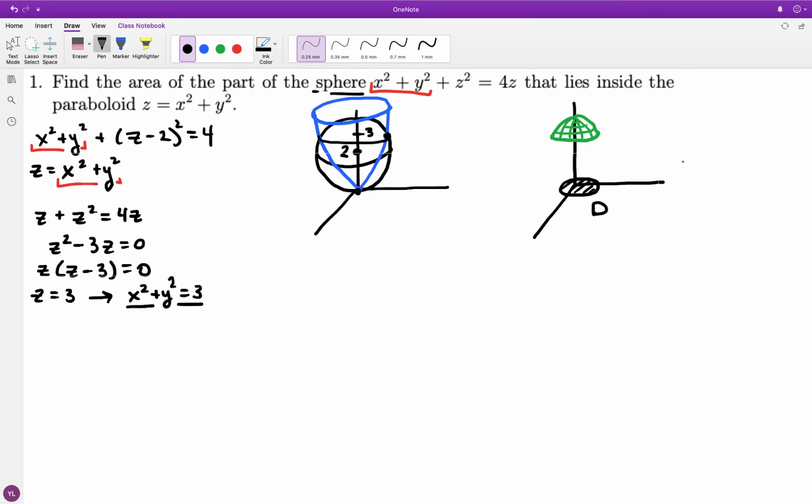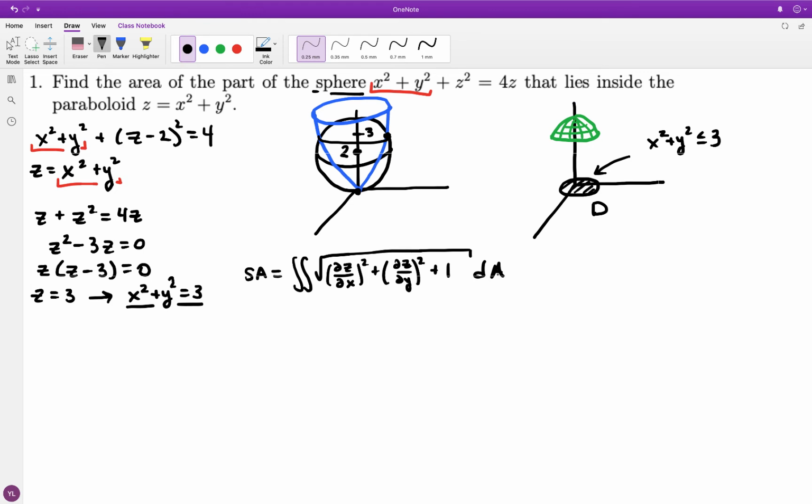That's the equation of a circle. So I understand that to be this disk D down in the xy plane, x squared plus y squared less than or equal to 3. As before, I'm going to set that up in polar coordinates when I set up my double integral for the surface area. I'm reminding you of the surface area formula, just as we used a second ago. You take the partials, square them, add them together, and add 1, and integrate that dA.